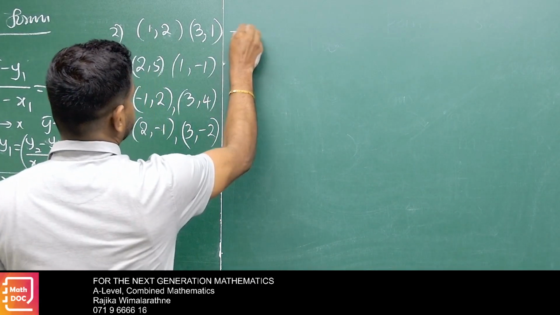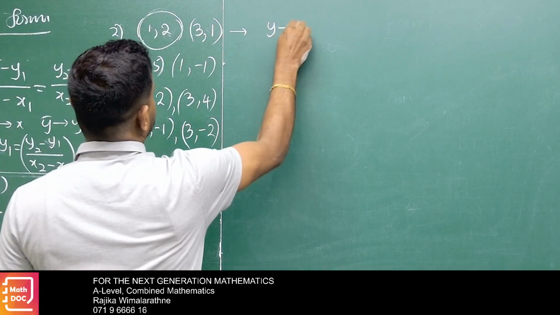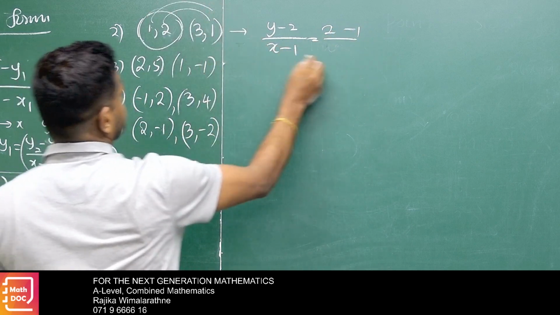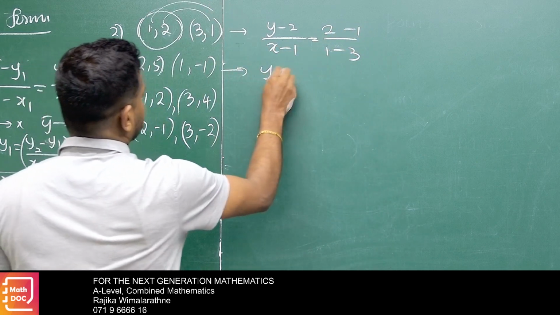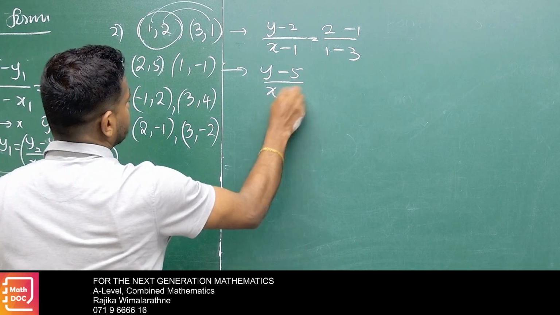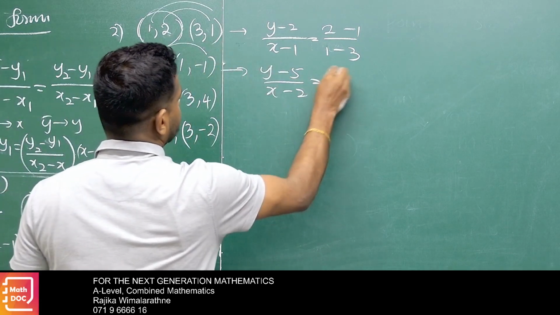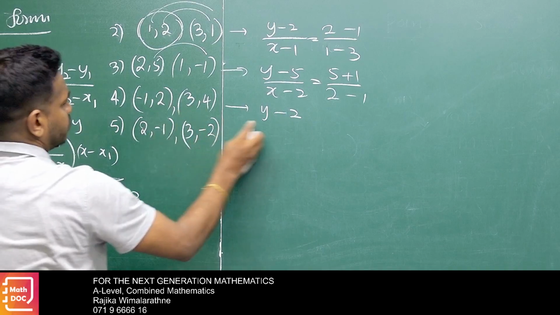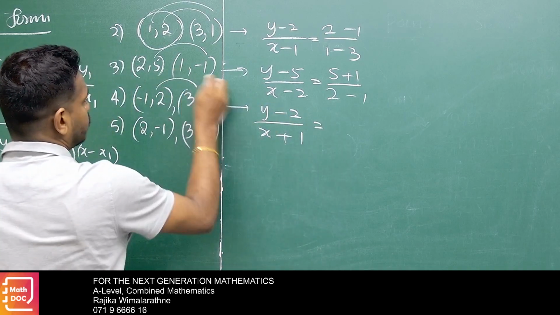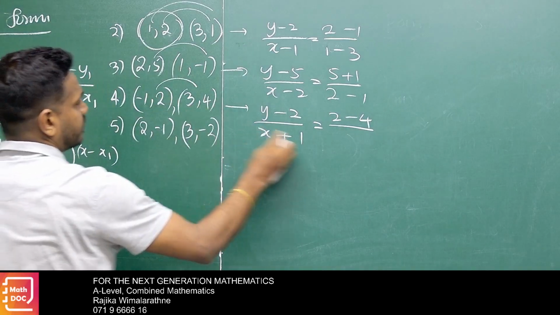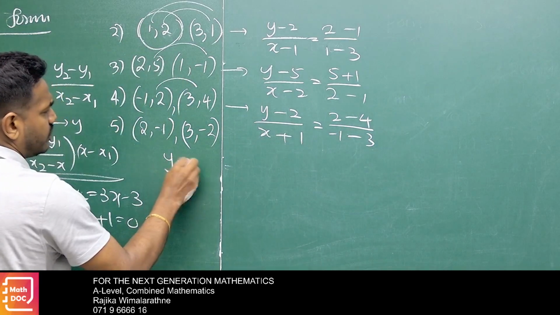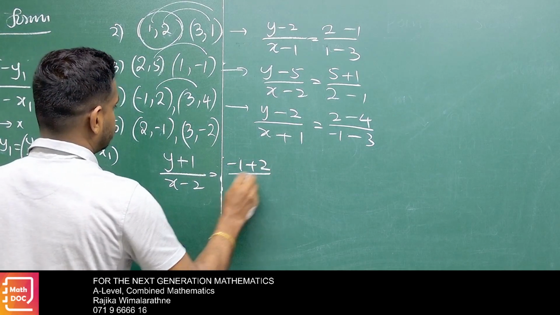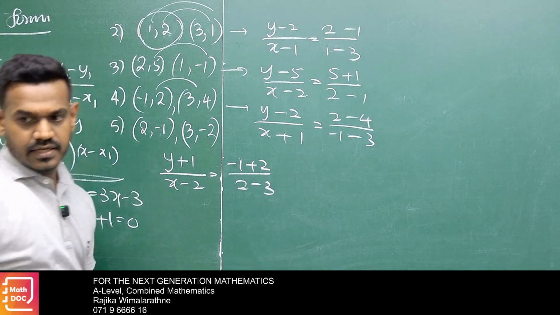Y difference over x difference. Here, first take this coordinate. y minus 2 over x minus 1, 2 minus 1 over 1 minus 3. Here y minus 5 over x minus 2, 5 plus 1, 2 minus 1. y minus 2 over x plus 1, 2 minus 4, minus 1, minus 3. y plus 1, x minus 2, minus 1 plus 2, 2 minus 3. Now later you simplify.